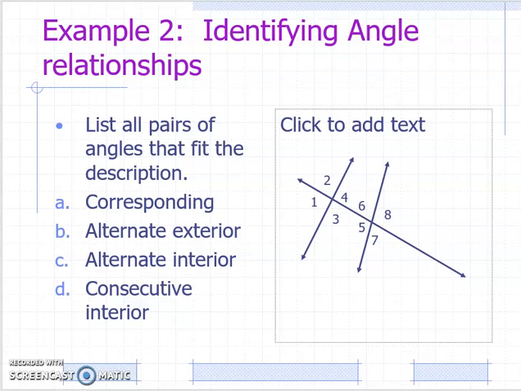All right, letter B, alternate exterior. Opposite side of the transversal on the outside. 1 and 8 and 2 and 7. How about letter C, alternate interior. Opposite sides of the transversal on the inside. 4 and 5 and 3 and 6. And then the last, letter D, we have consecutive interior. Same side of the transversal on the inside. 3 and 5, 4 and 6.